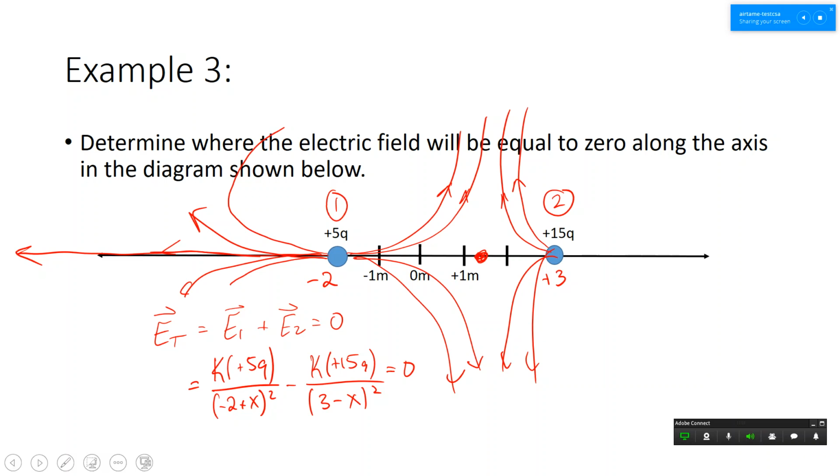Any questions on this? Next step, solve.